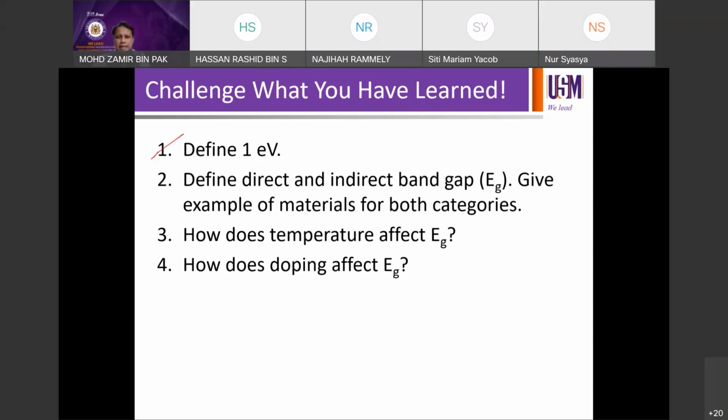Define direct and indirect band gap semiconductor. Give examples of materials for both categories. Right, so let's move on to direct band gap first. What are direct band gap semiconductor materials? Anyone? I'll give you a definition and then some examples of direct band gap.